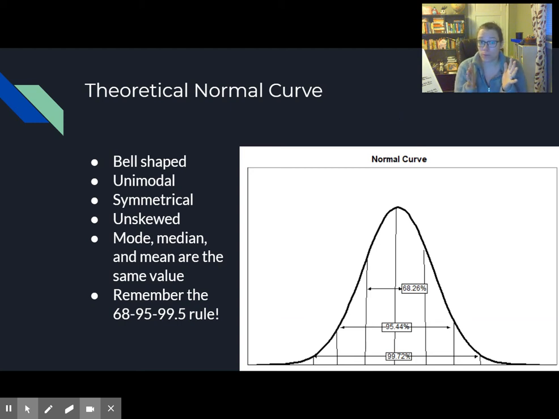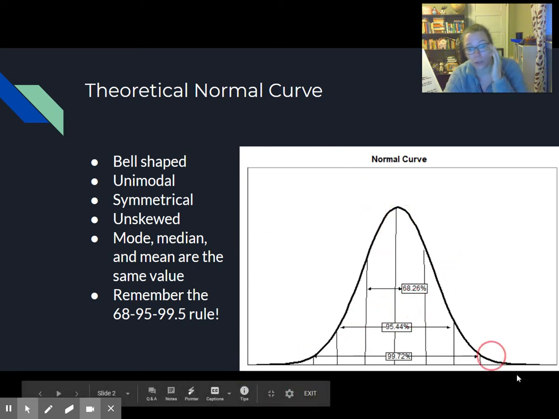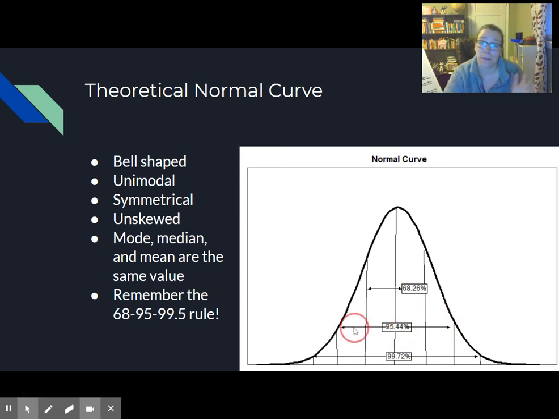It is unimodal, meaning it has one mode, so it only has one hump. It's symmetrical, the same on each side of the halfway point, the median. It's not skewed, meaning there's not one side going too far to the other. And also the mean, median, and mode are all going to be the same value in a theoretical normal curve.